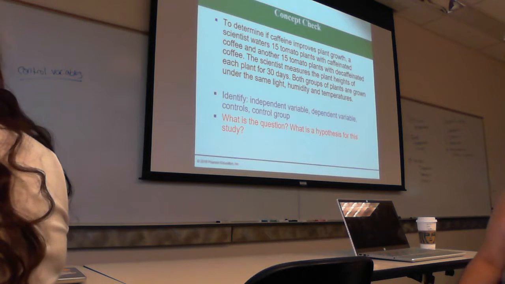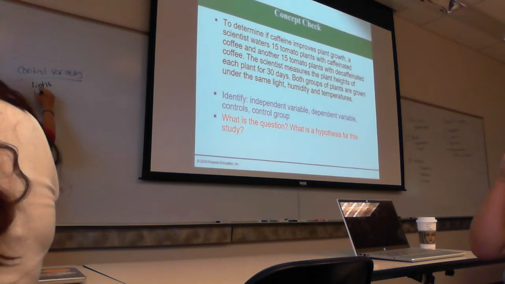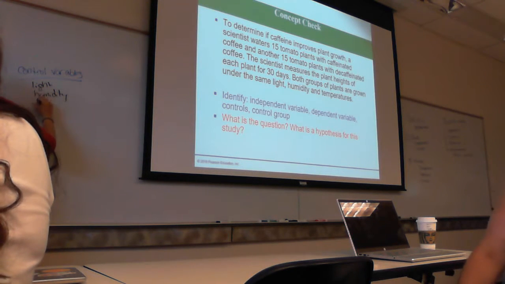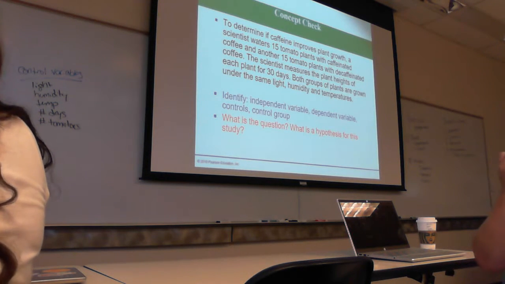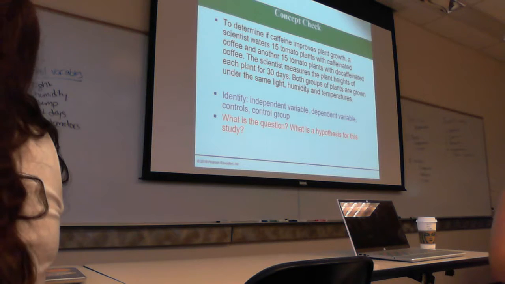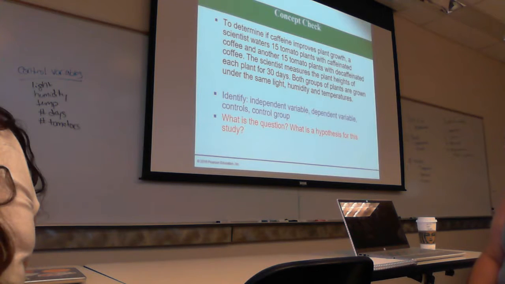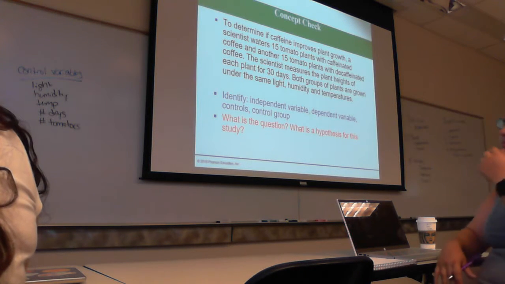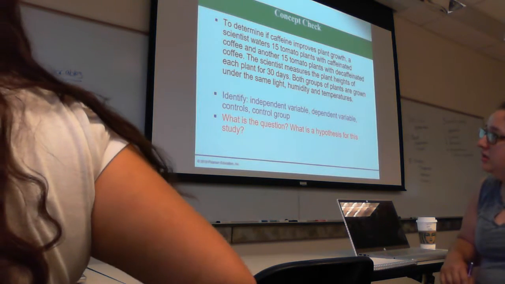What are our control variables? Light, humidity, temperature. The time frame. And then the amount of tomatoes. I mean, it doesn't have to always be constant, the number of tomatoes. There are often examples when you're comparing two things where you might have more in one group than in another group, especially in the field. If you're trying to collect turtles or something in two different groups, maybe you only can collect so many in one group and the other. So they don't always have to be exactly the same for this, but they can be, yes.